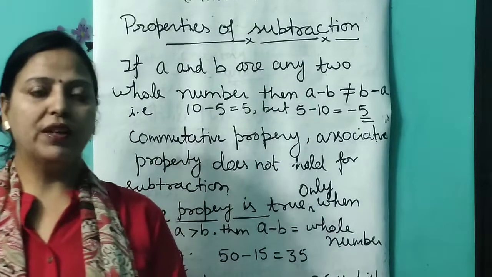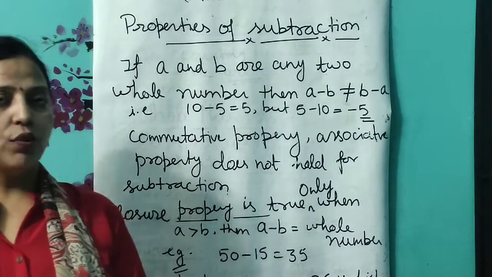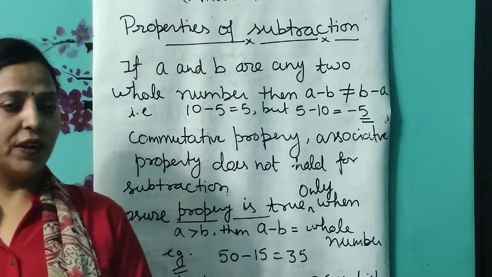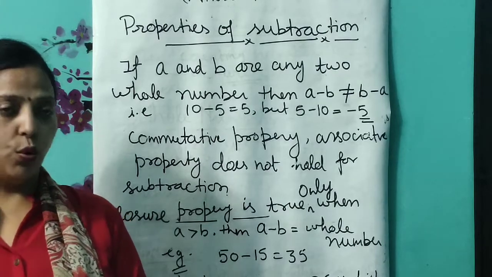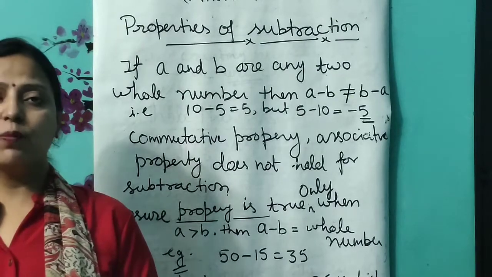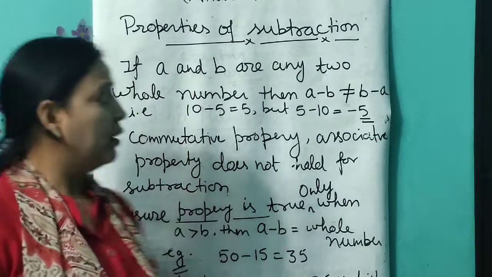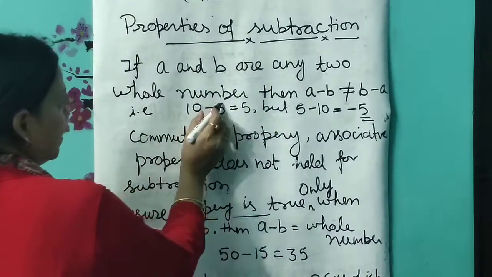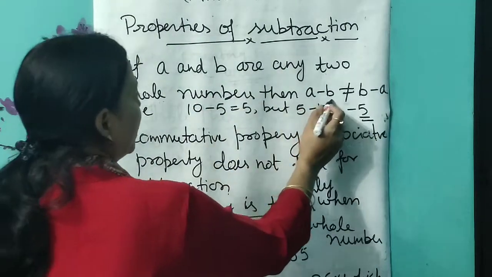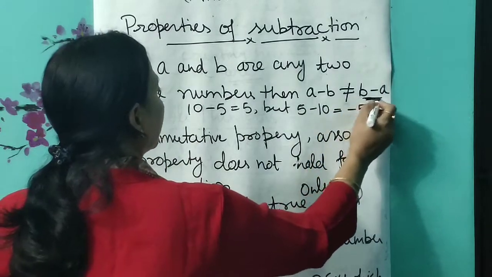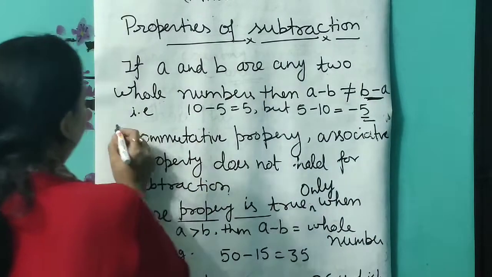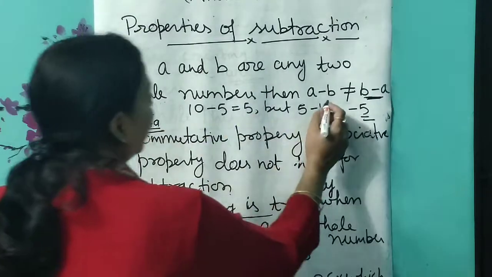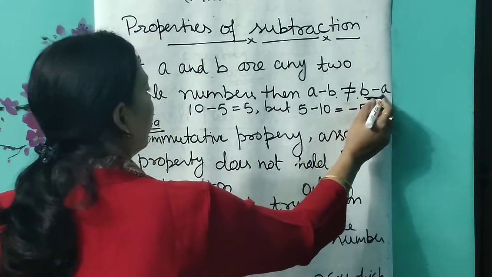Now next is the properties of subtraction. In case of subtraction, you will see that the commutative property and associative property do not hold. Why do they not hold? Because in subtraction, if a and b are any two whole numbers, then a minus b is not equal to b minus a. In case of addition, you have seen a plus b is equal to b plus a. But in subtraction, a minus b is not equal to b minus a.